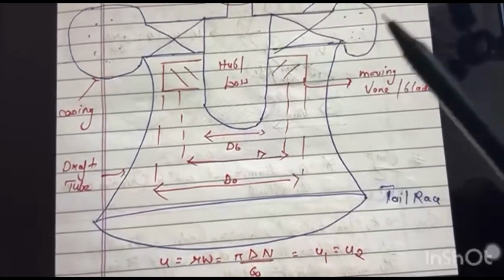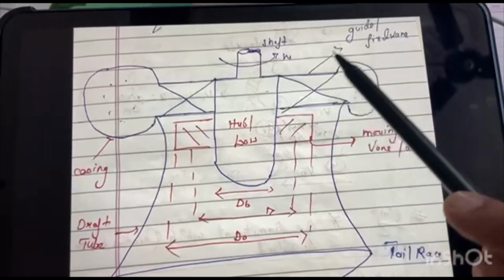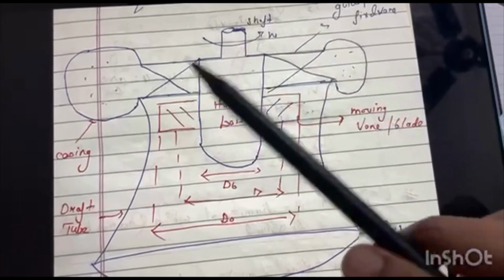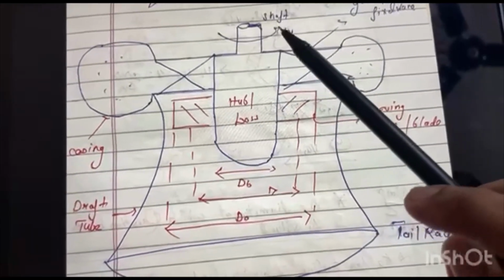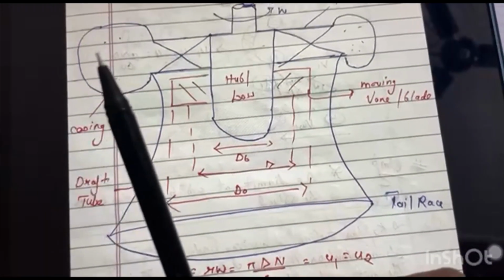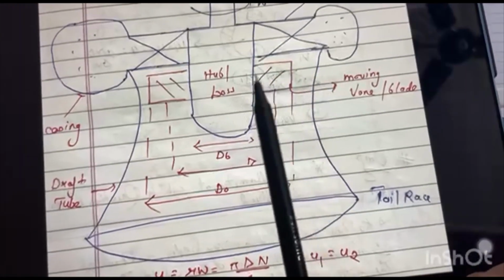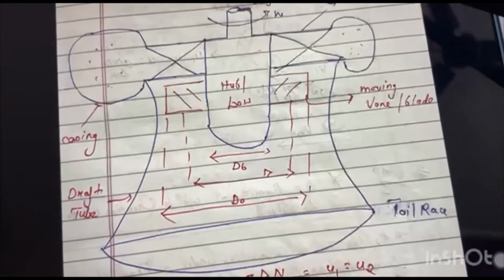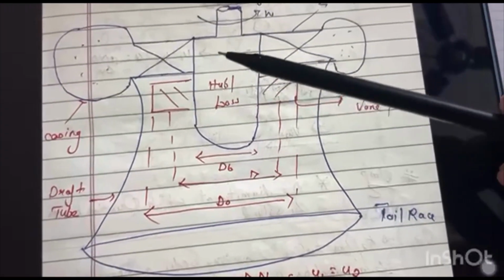In this diagram, first, these are the guide and fixed vanes. They are fixed; they are not moving vanes. This is the shaft, which is moving with angular velocity omega. This is the casing, and in the inner part we see the moving vanes that are moving. The first are fixed and the second are moving. And this is the hub.